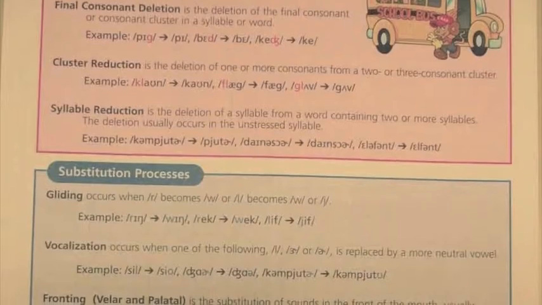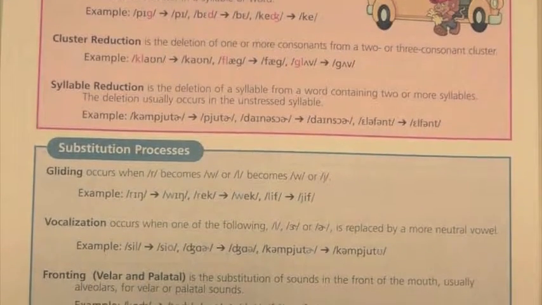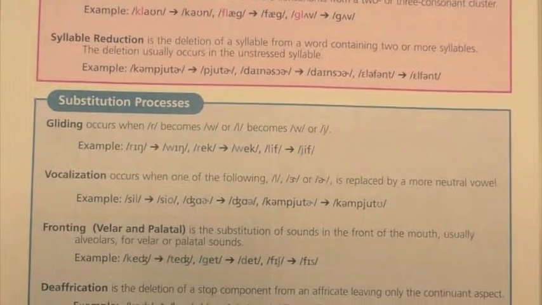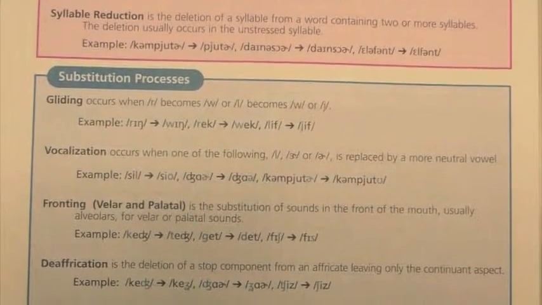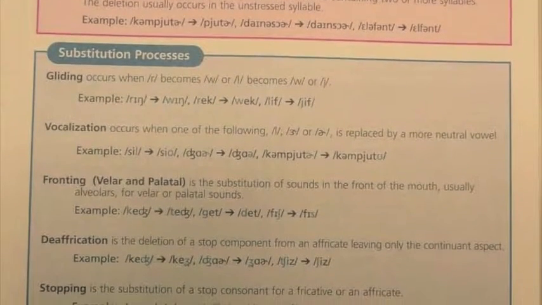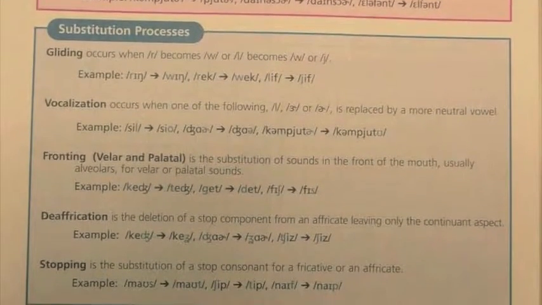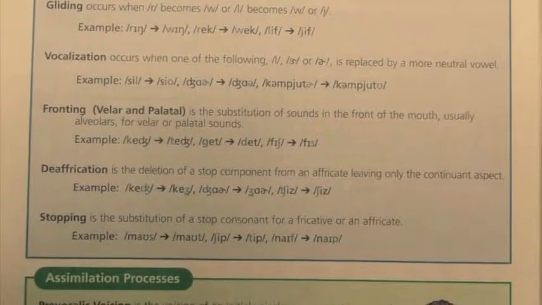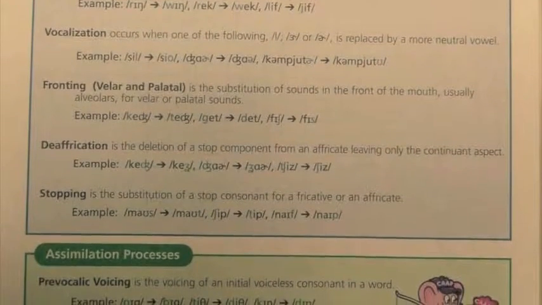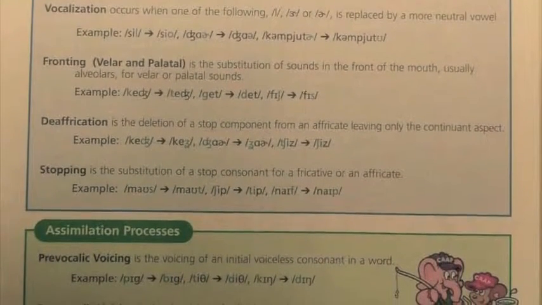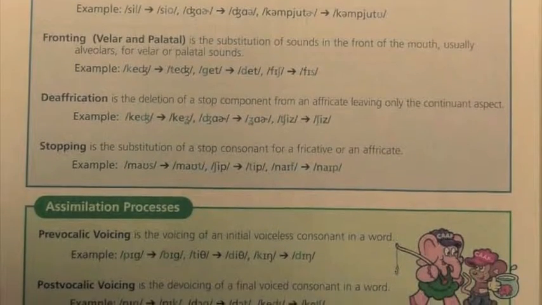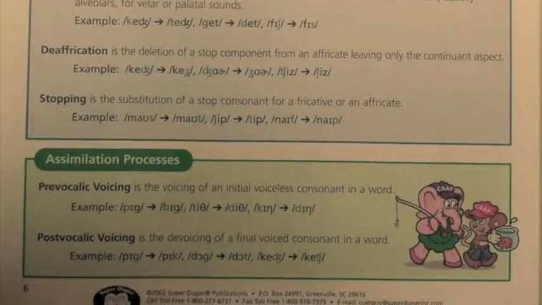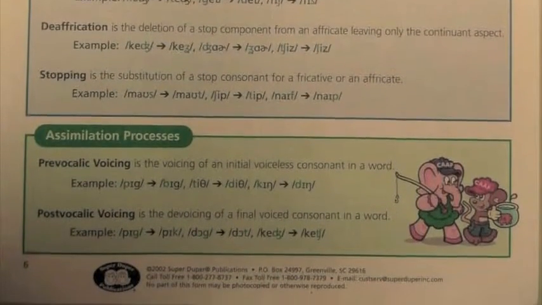The CAP includes 10 short word probes contained on checklist 1 and 2 to assess the percentage of occurrences of these processes. There are 3 syllable structure processes, 5 substitution processes, and 2 assimilation processes. The phonological processes tested are cluster reduction, final consonant deletion, syllable reduction, substitution processes, gliding, vocalization, fronting, deaffrication, stopping, prevocalic voicing, and postvocalic voicing. The 2 checklists evaluate the same phonological processes. Clinicians decide whether to use checklist 1 or 2 based on the severity of the client's phonological disorder.